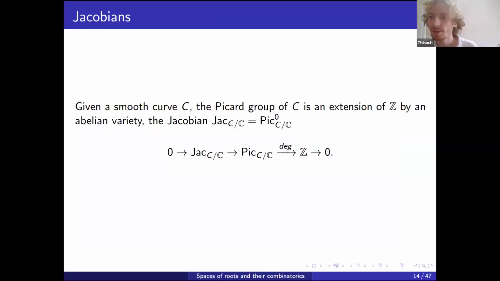Okay, so that was a quick intro to MGN bar. And remember, we want to do roots of line bundles on curves, so we also need to talk about line bundles.